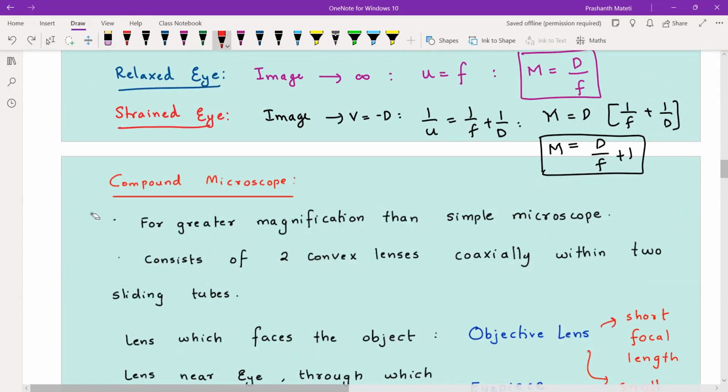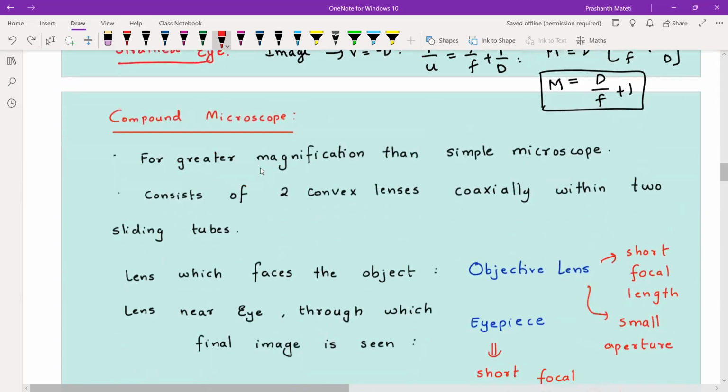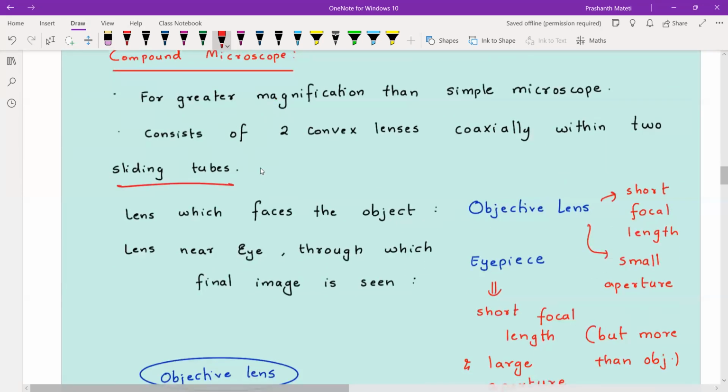So basically, we'll take two convex lenses and put them in a tube, and that is a sliding tube where we can move the lenses here and there. When we move the lenses, the distance between the lenses can be varied. If the distance is varying, then automatically the magnification can be varied as well. So there are two lenses here.